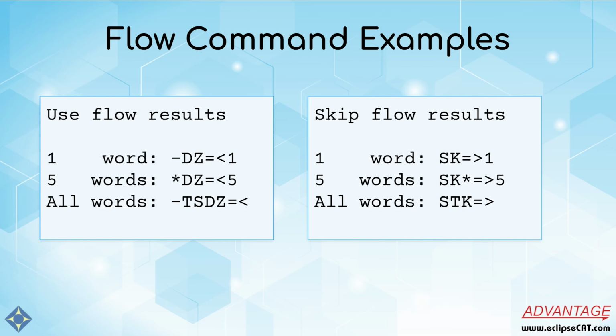In this video, I'm going to use the following 6 commands to either use or skip Boost Flow results. So if I'm going to use the results, to use one word, I'll hit DZ on the right-hand side. To use 5 words, I'll hit asterisk DZ. And to use all of the words that Boost Flow is showing me, I'm going to use TSDZ.